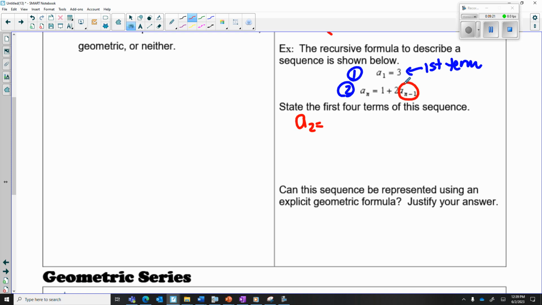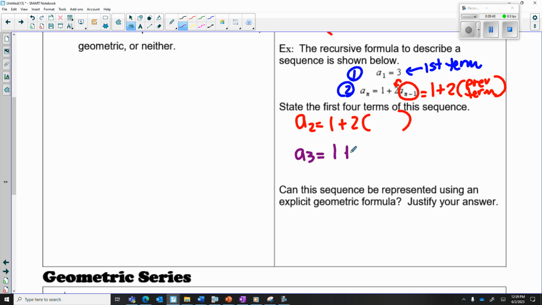It says take the previous term, which is A sub n minus 1, multiply it by 2, and then add 1. So I'm going to write that in English: 1 plus 2 times the previous term.